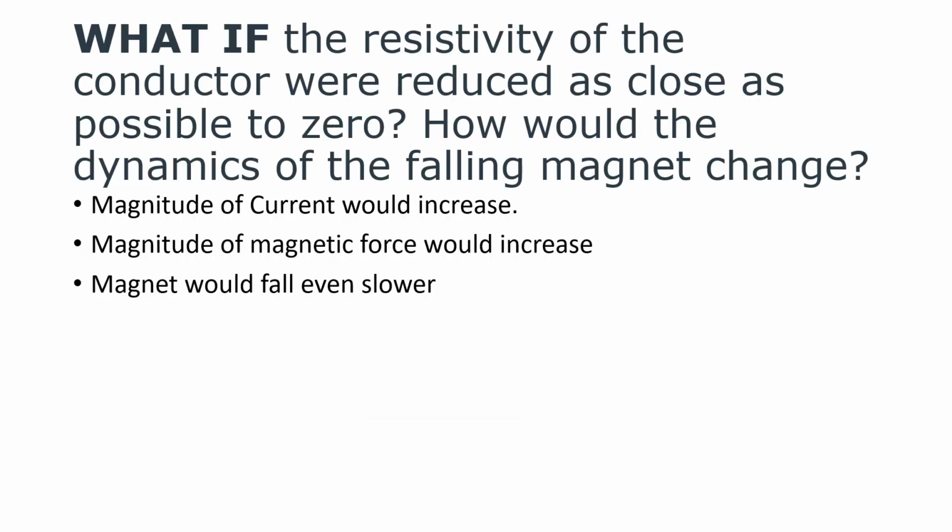So what if the resistivity of the conductor was reduced as close as possible to zero? How would the dynamics of the falling magnet change? Well, the magnitude of the current would increase because the resistivity is decreasing, and because the current is increasing, the magnitude of the magnetic force will also increase. Because the only two forces acting on the bar magnet are gravity and magnetic force, if the magnetic force increases, the magnet would fall even slower.